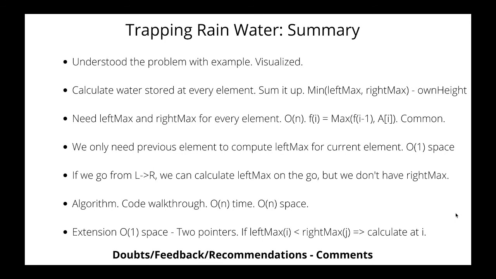We further observed that we actually only need the previous element to compute the left max for the current element. Therefore, we can optimize on space as well. But then we tried to apply this learning to our problem, iterating from left to right. We could see that we can have the left max calculation done in the iteration on the go using the variables previous and current, but we don't have the right max for it. Therefore, we had to store right max in an array, and our algorithm became O(n) time complexity and O(n) space complexity.